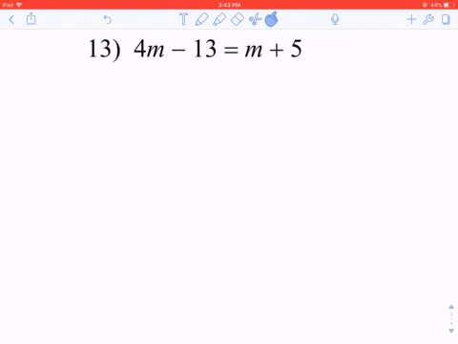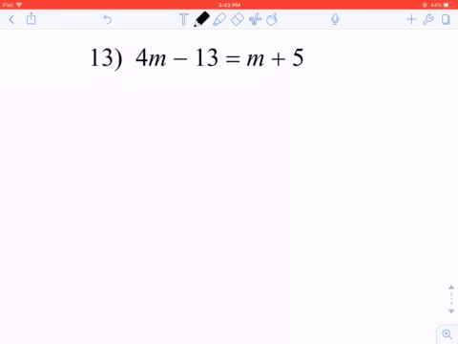Number 13. In problems like number 13, we look to see if there's anything to clean up on either side. In this case, there is not. The next thing we will look for is, where are the variables located? In this case, we have an m that is located on both sides of the equal sign.